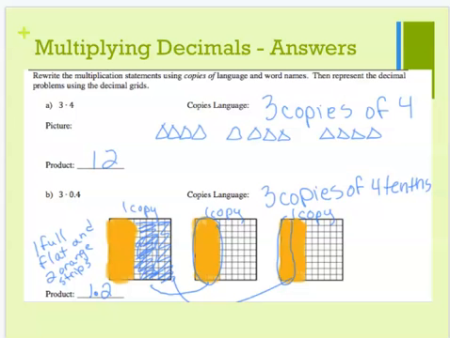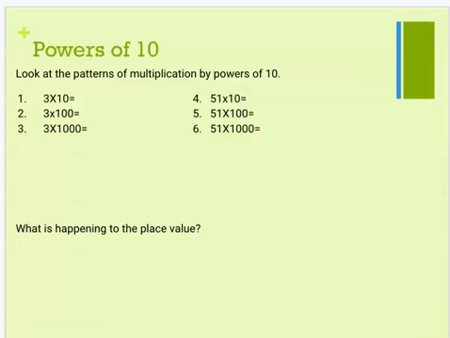You might relate how that multiplication product changed. When we were multiplying a whole number times a whole number, we got a whole number. When we were multiplying a whole number times tenths, our answer ended in the tenths. Our place value was shifted over 1 to the left. This relates to our powers of 10. Look at the patterns of multiplication by powers of 10. What's happening to the place value? Try these 6 problems and see if you can think about and state what's happening to the place value.